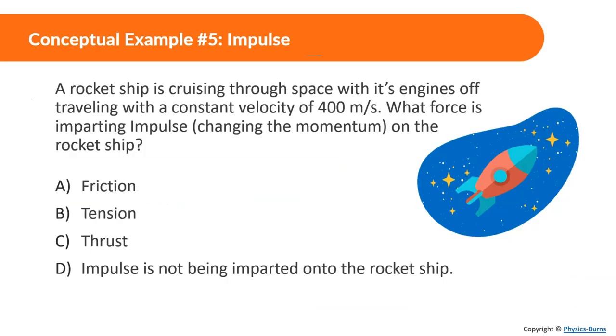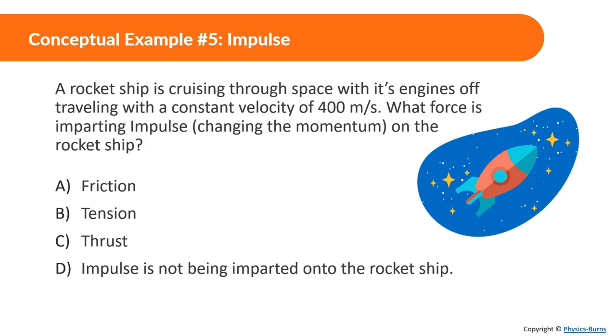Alright, moving on. So a rocket ship is cruising through space with its engine off, traveling with a constant velocity of 400 meters per second. What force is imparting impulse, changing the momentum on the rocket? A, friction, B, tension, C, thrust, D, impulse is not being imparted onto the rocket ship. Make sure to pause before I give the answer.